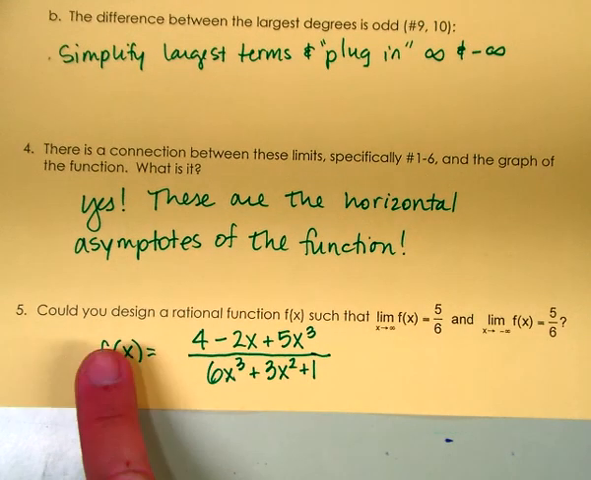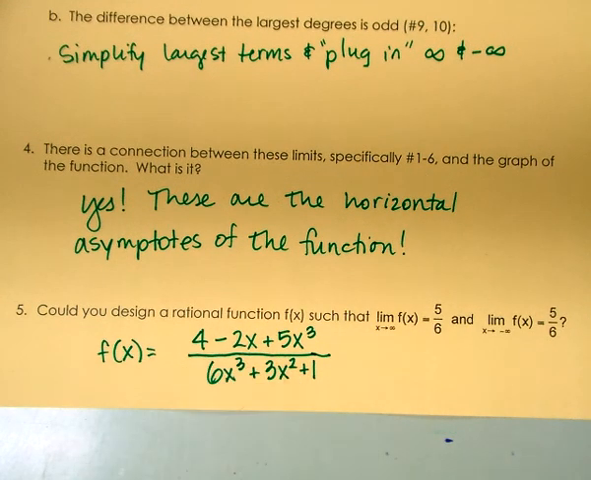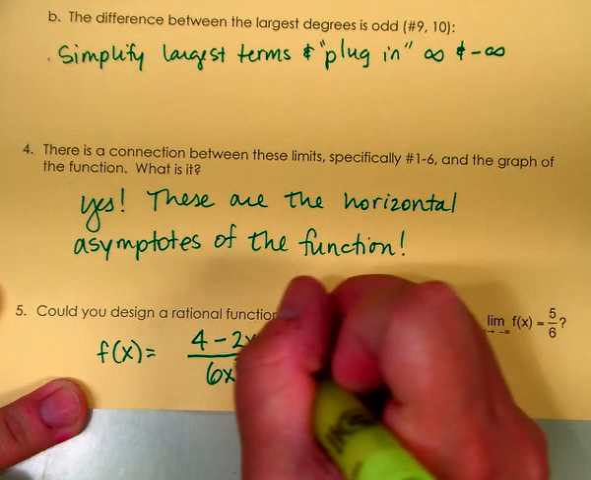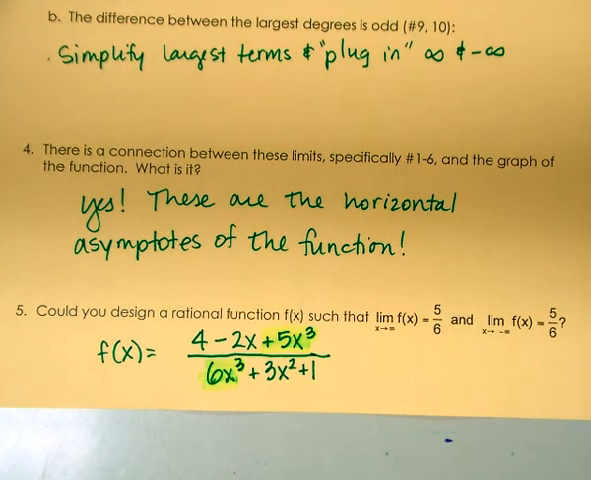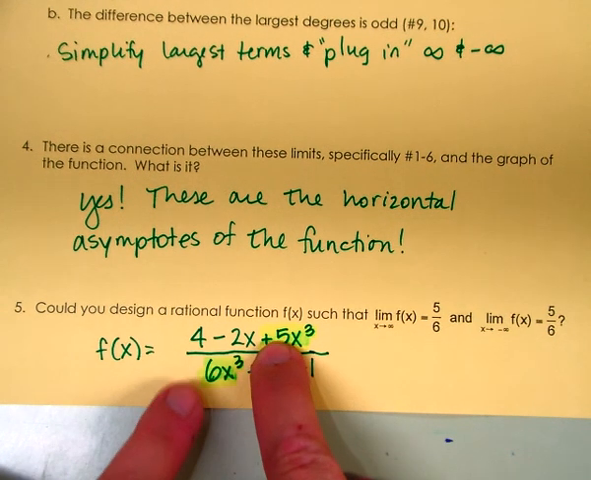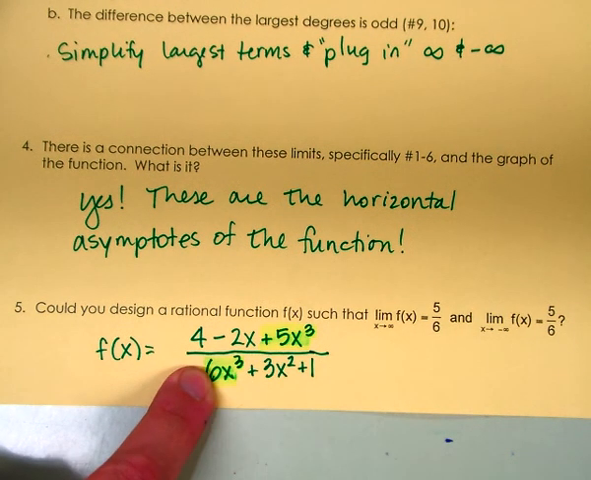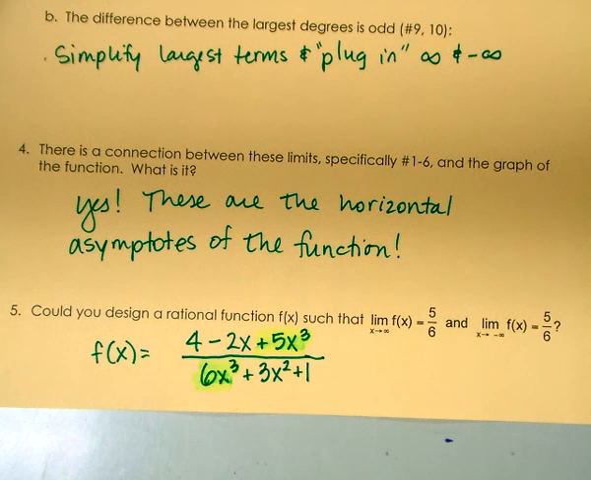And then number 5, we can have a variety of answers. The big idea is if I were to give you a highlighter and you highlight your biggest term on the top and bottom, do they have the same degree, and is the ratio of their coefficients 5/6? If it is, you did a great job. If not, just cross it out and redo it. Even if this was a minus sign and this was -6x cubed, that would be great.